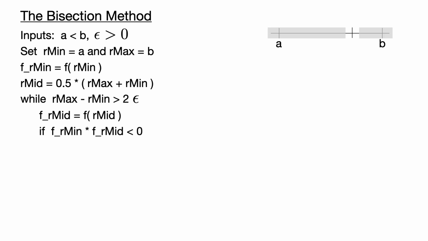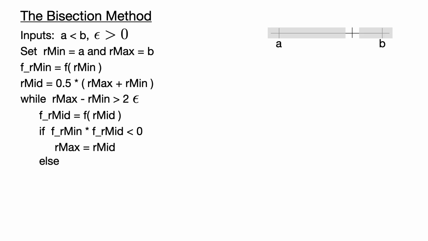If f of our min times f of our mid is less than 0, that means there are different signs. Either f of our min is positive and f of our mid is negative, or vice versa. And that means the root lies to the left of our mid. In that case, we can eliminate the right half. We do that by bringing our max down to our mid.